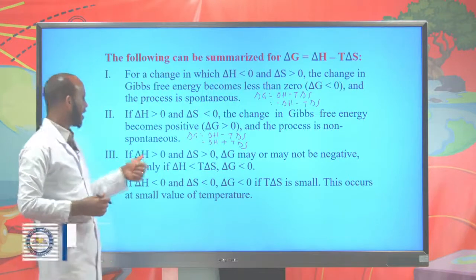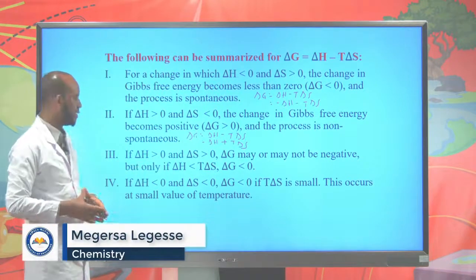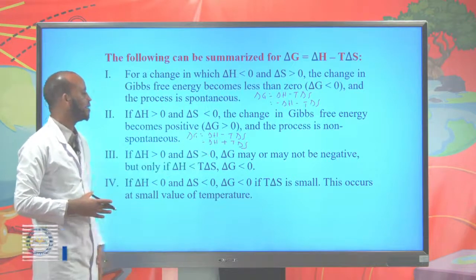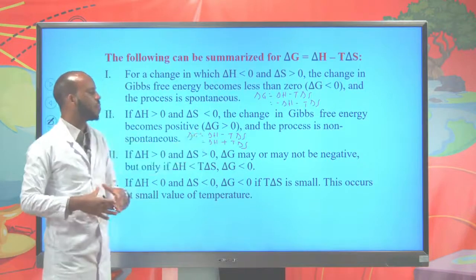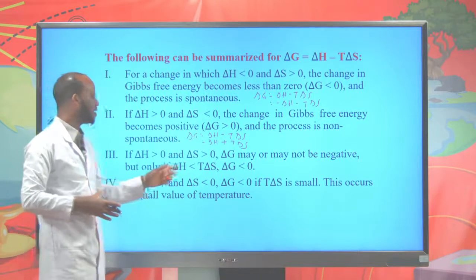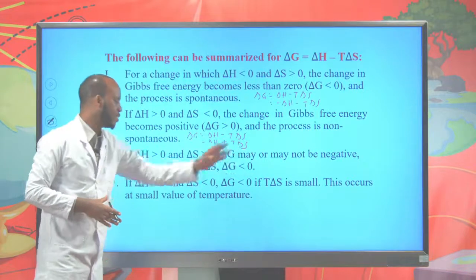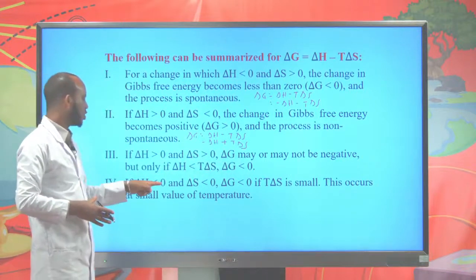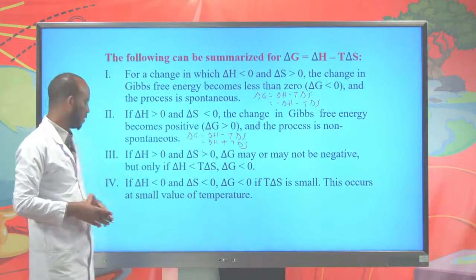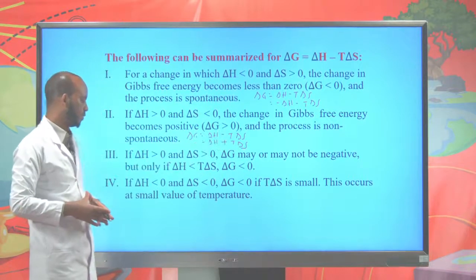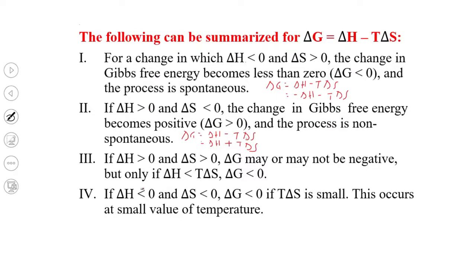3. If delta H is greater than 0 and delta S is greater than 0, delta G may or may not be negative, but only if delta H is less than T times delta S is delta G less than 0. 4. If delta H is less than 0, negative, and delta S is less than 0, negative, then delta G is less than 0 if T times delta S is small. This occurs at small values of temperature.